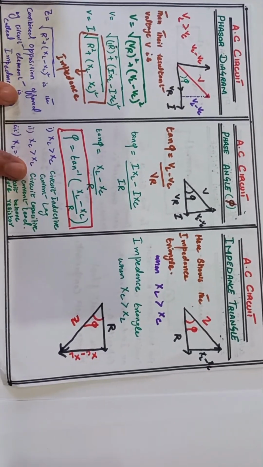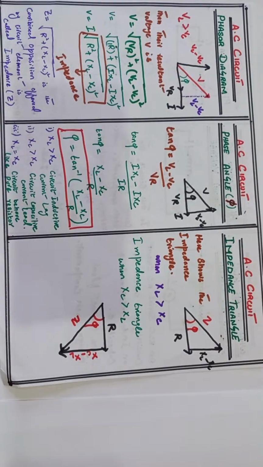So here we discussed three things. First the phasor diagram, then the phase angle, and third the impedance triangle. Okay, now we move to the next topic, that is the power in the RL series AC circuit.